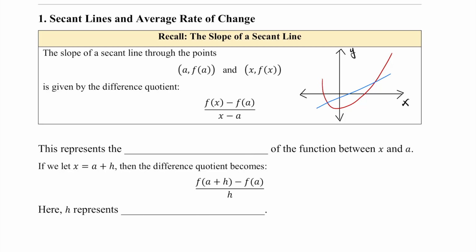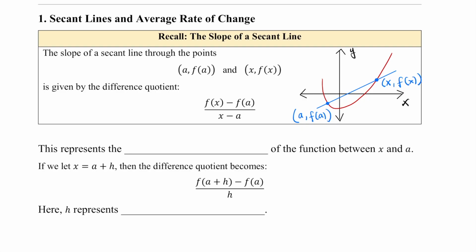A secant line is just a line that goes through 2 points on a curve. Suppose we have 2 points on a function f of x. The first point is a comma f of a. The second point is x comma f of x.